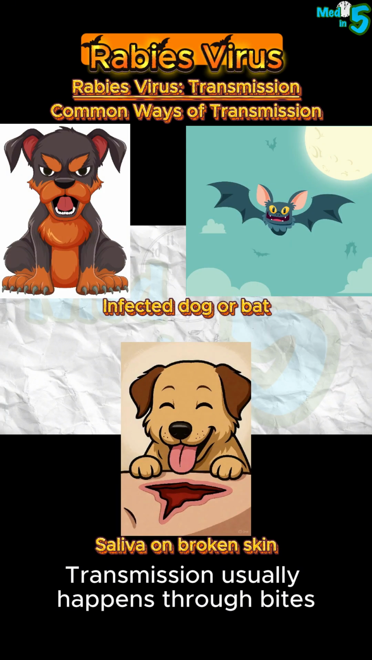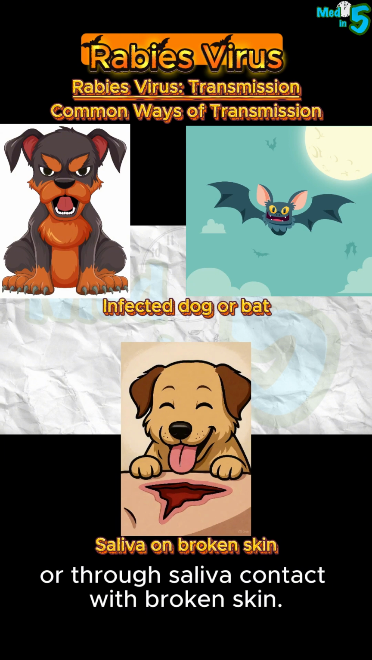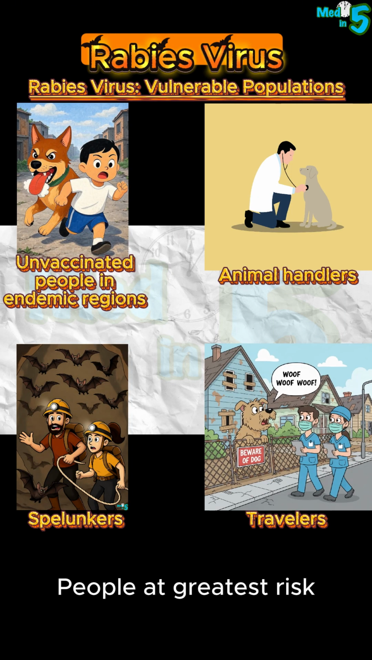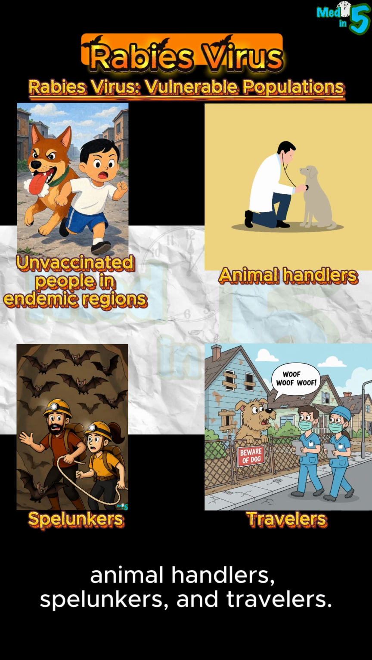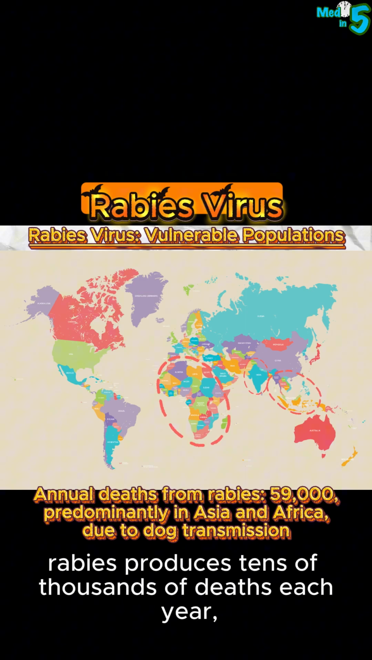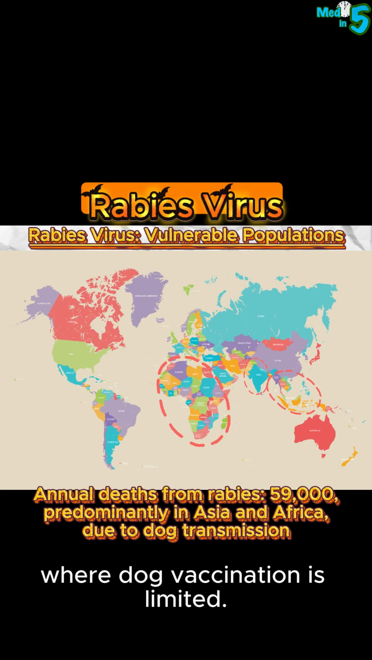Transmission usually happens through bites from infected animals like dogs or bats, or through saliva contact with broken skin. Rarely, it spreads through organ transplants or lab exposure. People at greatest risk include unvaccinated individuals in endemic regions, animal handlers, spelunkers, and travelers. Globally, rabies produces tens of thousands of deaths each year, mostly in Asia and Africa, where dog vaccination is limited.